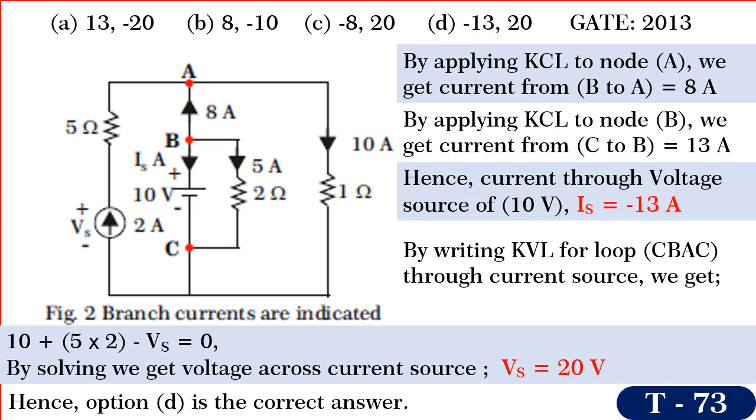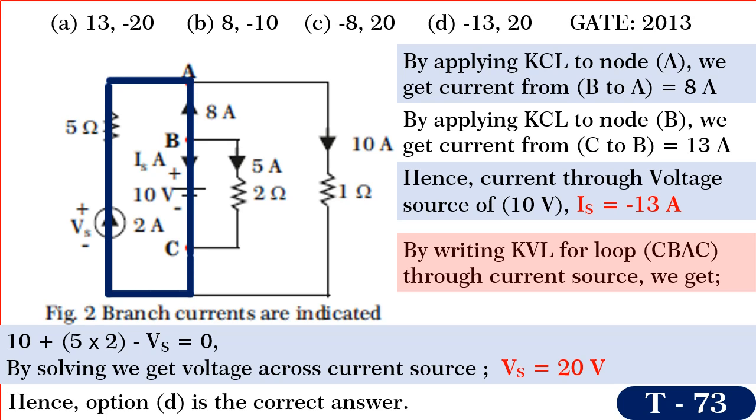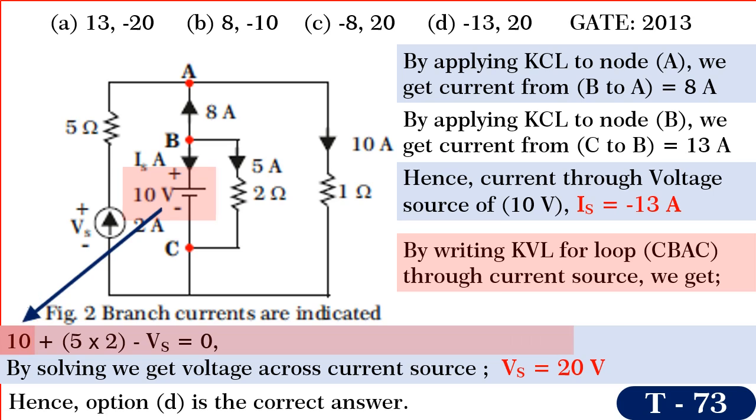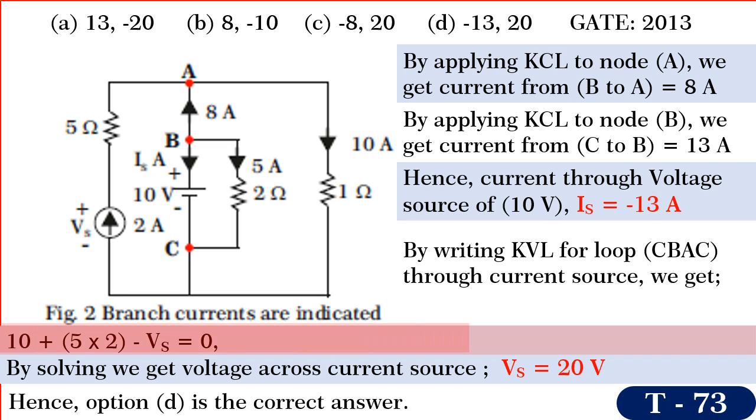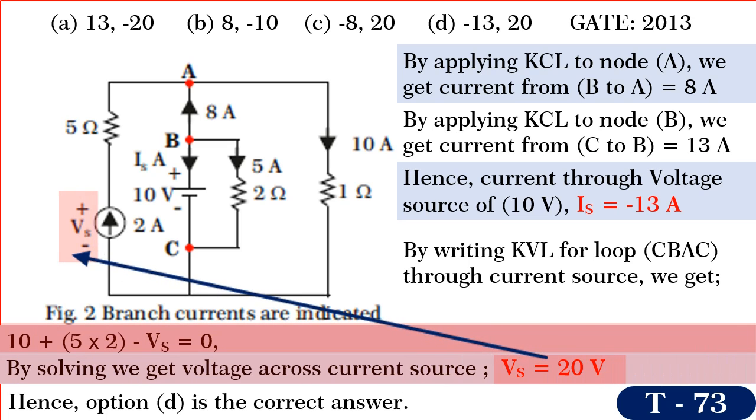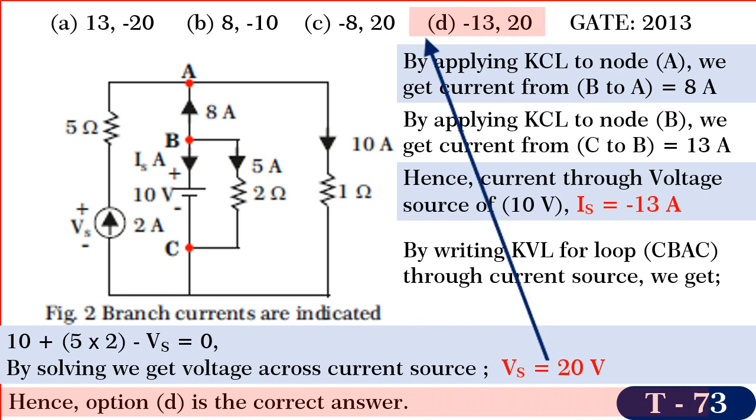Note this. Now, by writing KVL for loop CBAC through the current source, we get plus 10 plus 5 into 2 minus Vs is equal to 0. By solving, we get Vs is equal to 20 volts. Hence, option D is the correct answer.